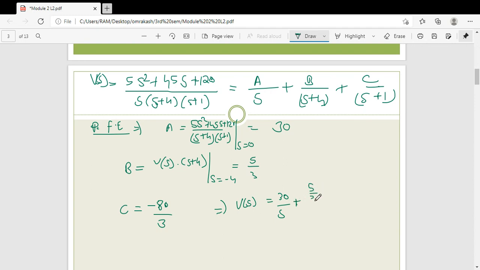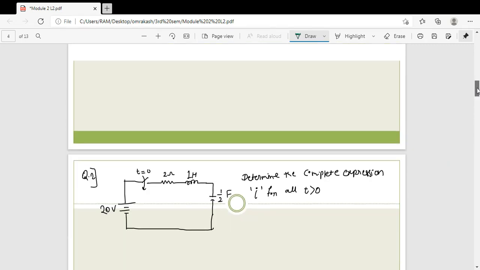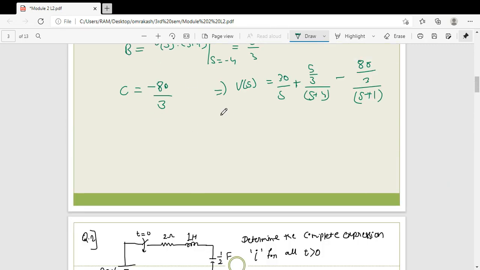B is 5 by 3 divided by s plus 4. And C, what is the value of C? It is minus 80, right? So minus 80 by 3 divided by s plus 1. Now take the Laplace inverse transform here. When you take the Laplace inverse transform, you will find this V in terms of V of t.